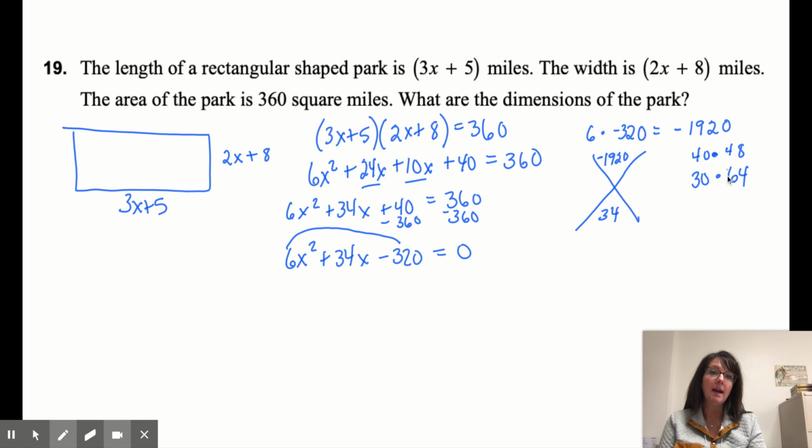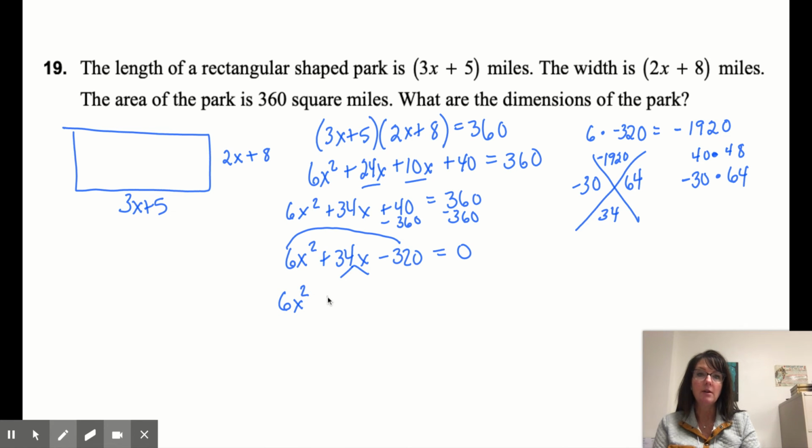Now, we said we needed the higher absolute value to be positive, which makes the other one negative. So we want to break up our 34x into a negative 30x and a positive 64x. So we're going to do that right here. So we'll have 6x squared minus 30x plus 64x minus 320 is equal to 0. So we'll divide it here, and we're going to work on each side. We can factor out a 6x for sure, so we'll be left with x minus 5.